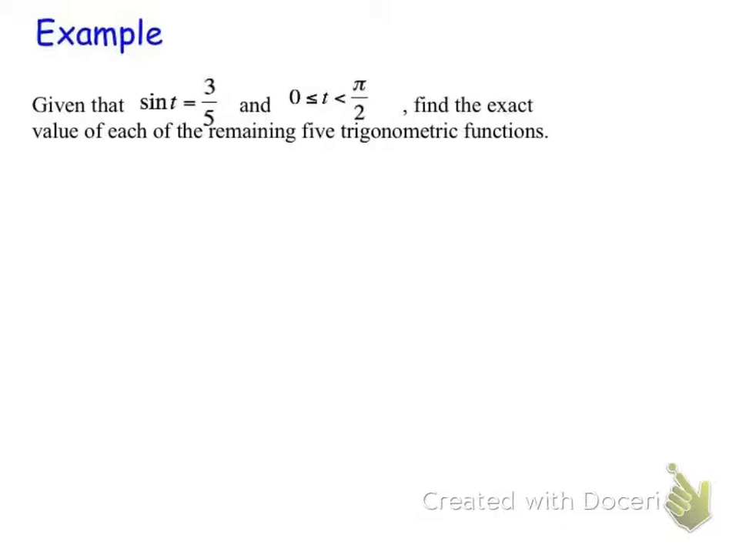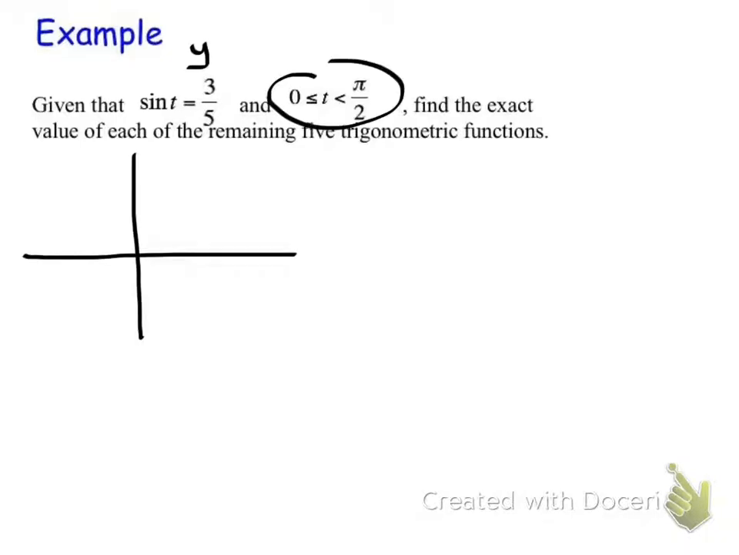So, next example. Now we're given that the sine of the angle is 3/5 and that the angle is between 0 and pi over 2 radians. We have to find the exact value of each of the remaining 5 trig functions. So this one will be good to draw a picture for, because we want to see where this angle is. Keeping in mind that sine of t is the y value, and the angle appears in quadrant 1, because that's between 0 and pi over 2.